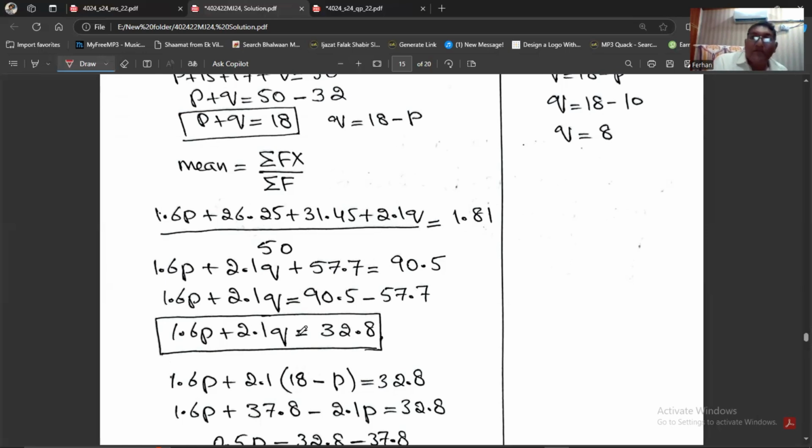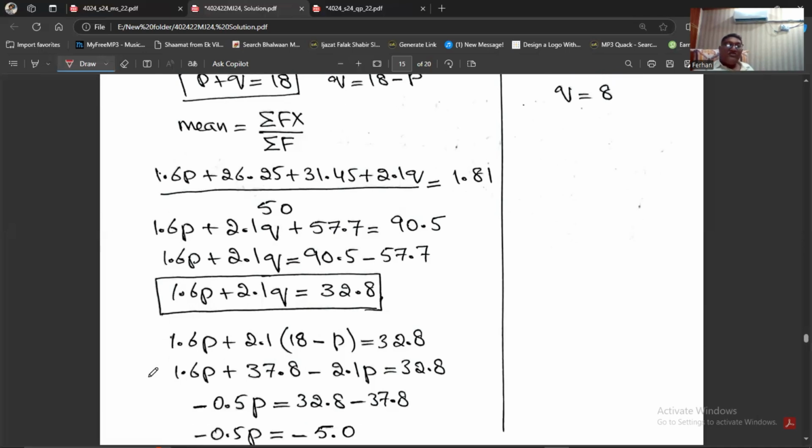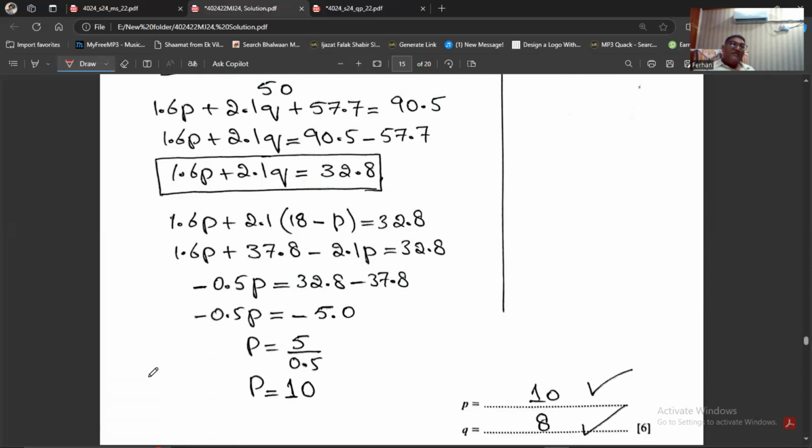I will solve them simultaneously. The method I am going to adopt is that I will find the value of Q from here. So Q will be equal to 18 minus P. And I will put that Q value in this equation. In the place of Q, I will put 18 minus P, and then I will get an equation which is only in P. From there, I will be able to find out the value of P. So here you will have 1.6P plus 2.1 bracket 18 minus P bracket close equals 32.8.